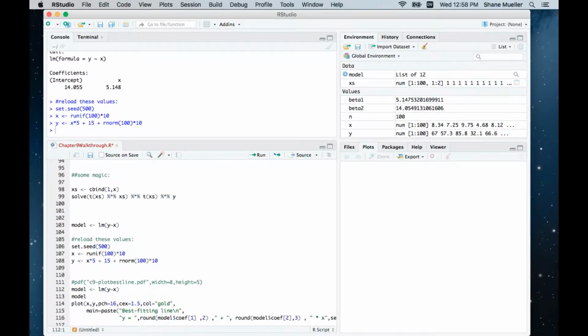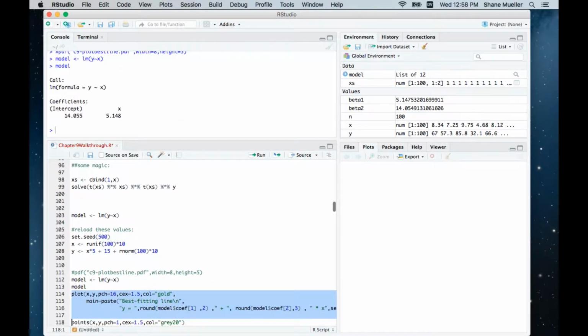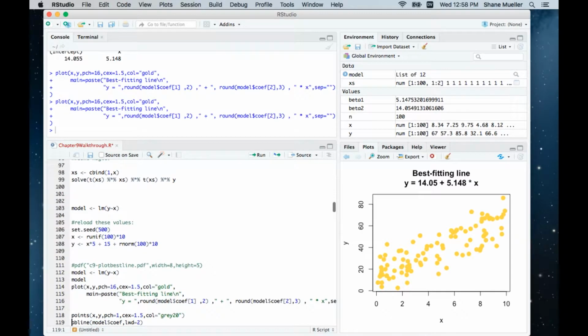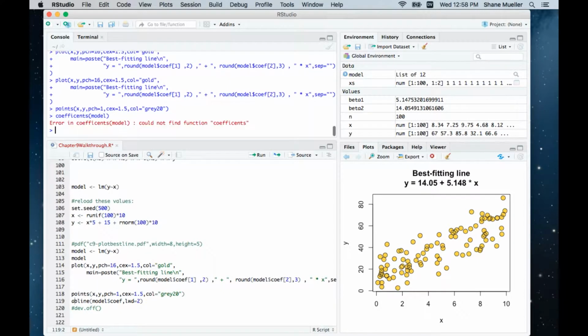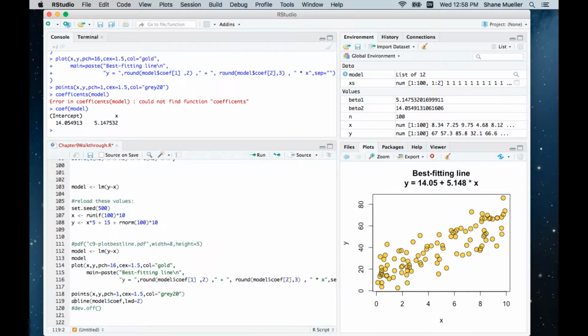So I can fit this to get the intercept and slope, and if I want to plot the best fitting line, all I need to do is type abline and give it the coefficients of the model. You can get coefficients by the function coef of model. I spelled coefficients wrong, that was a problem. There's an "nt" at the end.